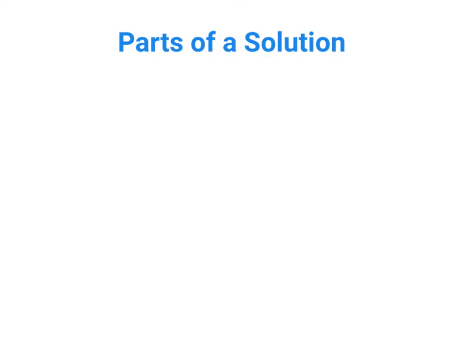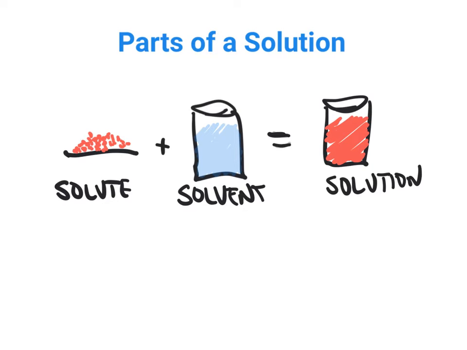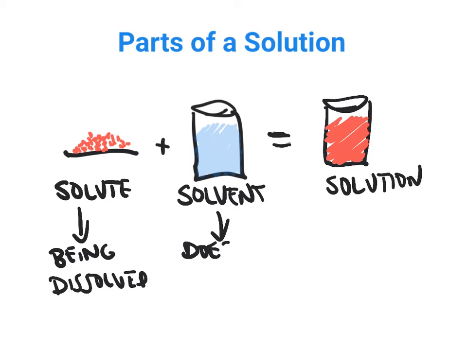Of course, the other thing you're probably familiar with is the parts of a solution. The parts of the solution are the solute and the solvent. The solute is what is being dissolved. The solvent is what does the dissolving. So in our Kool-Aid example, the water is the solvent, and the Kool-Aid powder is the solute, and then together they make the solution. And this process of dissolving a solute in the solvent is called solvation.